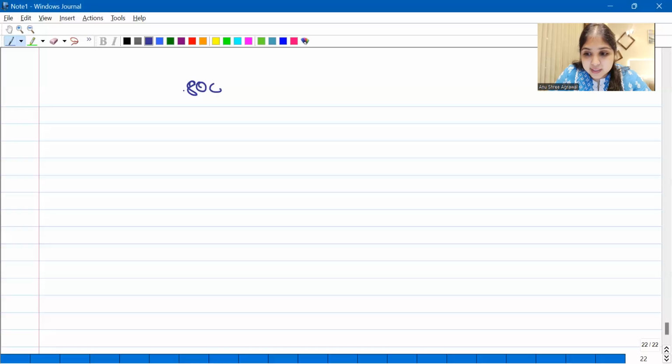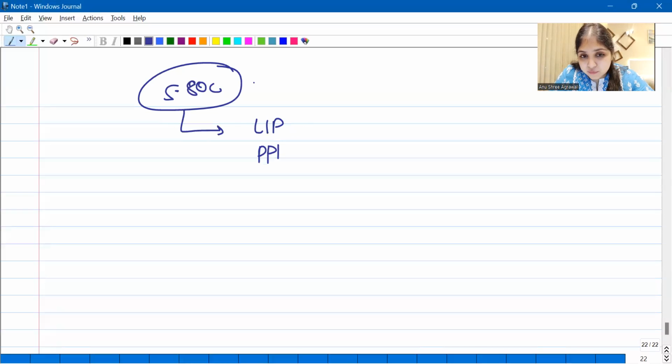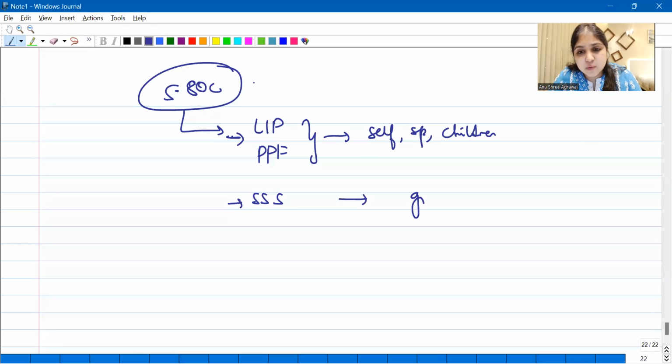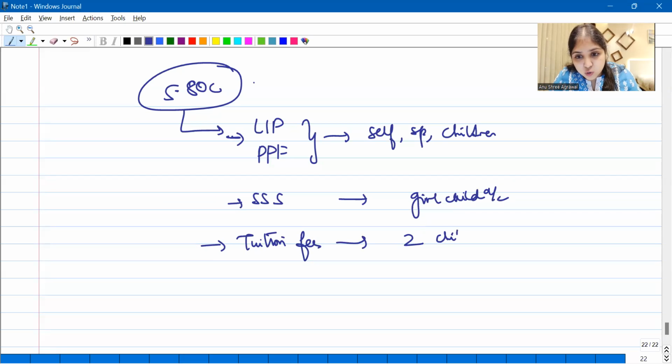Listen, if you look at the whole of ATC, life insurance premium and PPF, you can pay for whom? For self, spouse, children. Children may be dependent, independent, married, unmarried, own, adopted, stepchildren, doesn't even matter. All children covered. If it is Sukanya Samriddhi scheme, this payment has to be in the name of a girl child's account. Payment of tuition fees has to be in the name of any 2 children of the assessee. 2 children only maximum.